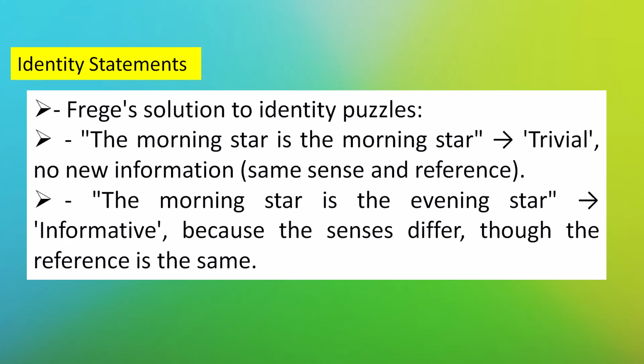But on the other hand, consider the statement, the morning star is the evening star. Although both terms refer to Venus, they have different senses. The statement is informative because it tells us that two distinct ways of thinking about the same object actually refer to the same entity. The sense of the two terms differs even though their reference is the same. This explains why some identity statements provide new information while others do not.